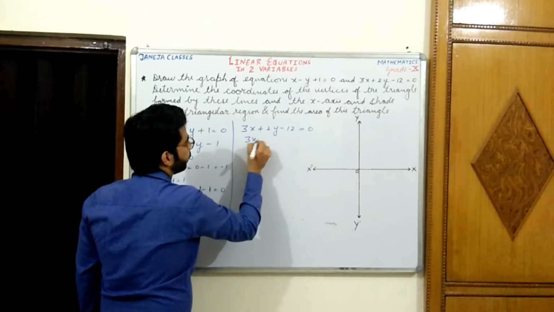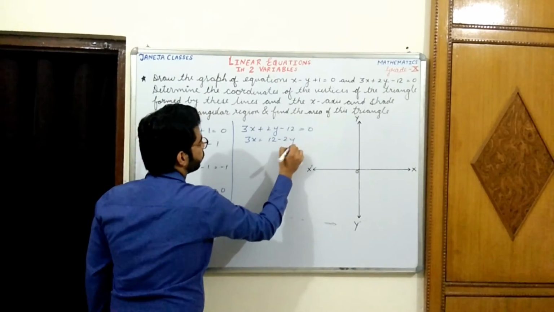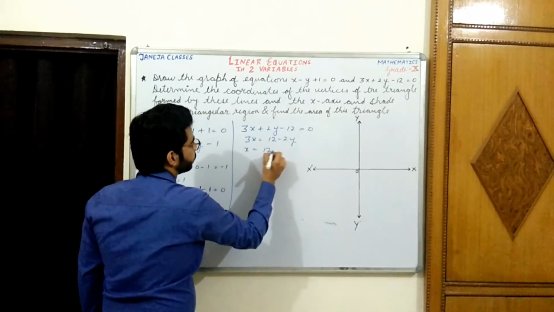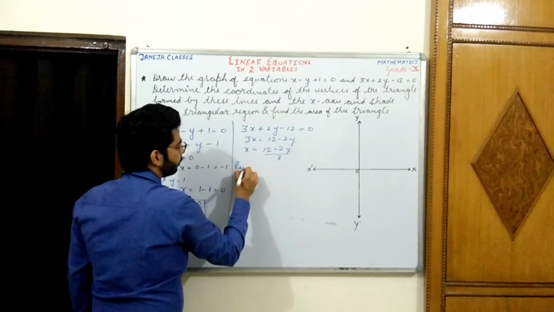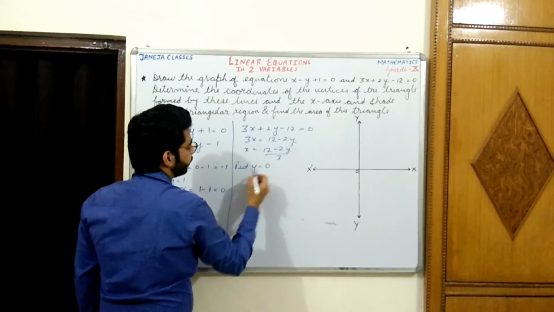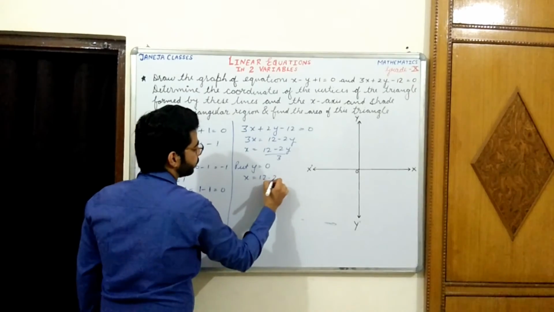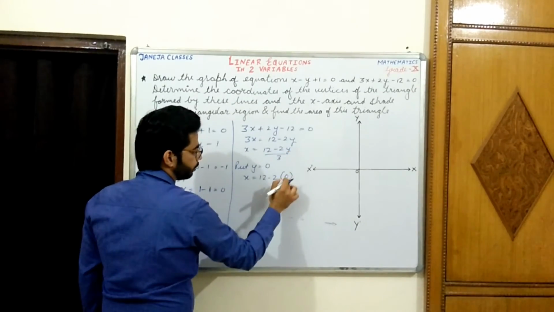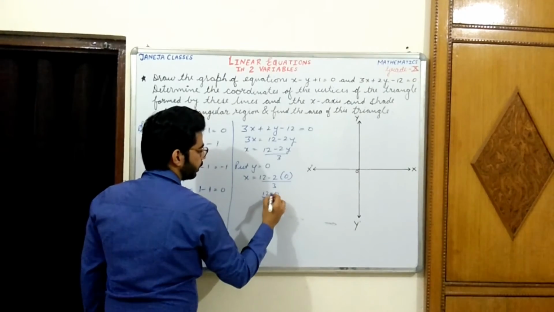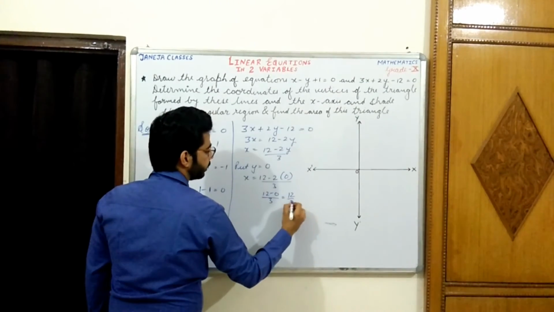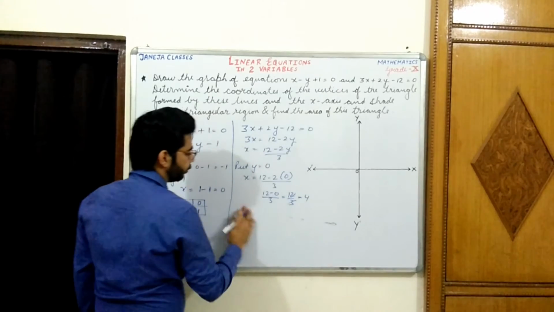So 3x will be equal to 12 minus 2y, and x is equal to (12 minus 2y) upon 3. Now put the value of y, let it be 0. x will be equal to 12 minus 2 times 0, in place of y we put 0. So 12 minus 0 by 3, clearly it is equal to 12 by 3, equal to 4.